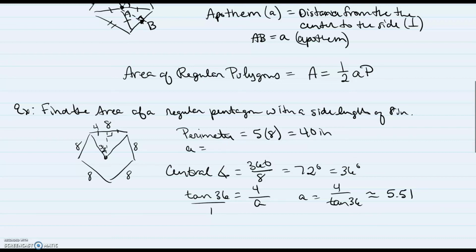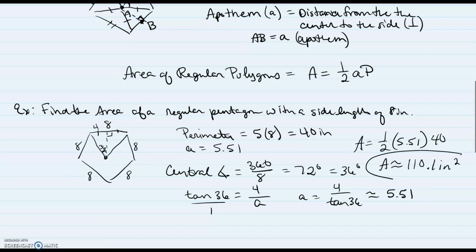Now we can plug it into our, oh, that would go up here. Now we can find the area of our figure. So area is equal to 1/2 times 5.51 times the perimeter, which we know is 40. And again, we are estimating, so don't forget your squiggly equal sign, and you should get 110.1 inches squared.